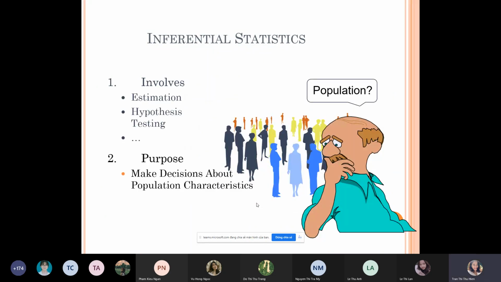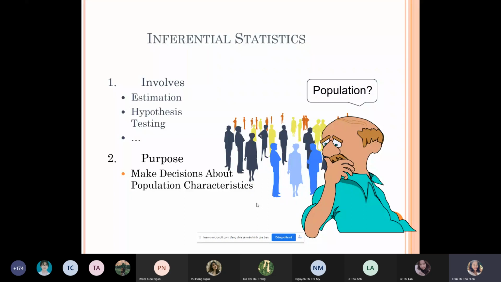And the second branch is inferential statistics. Inferential statistics use data from a smaller group, a sample, to make estimates and test hypotheses about the characteristics of a population through a process referred to as statistical inference.